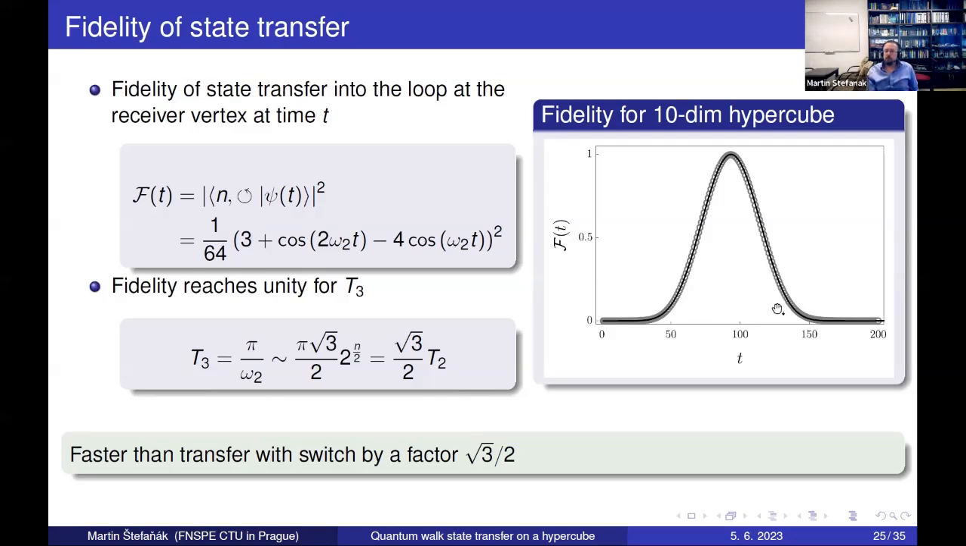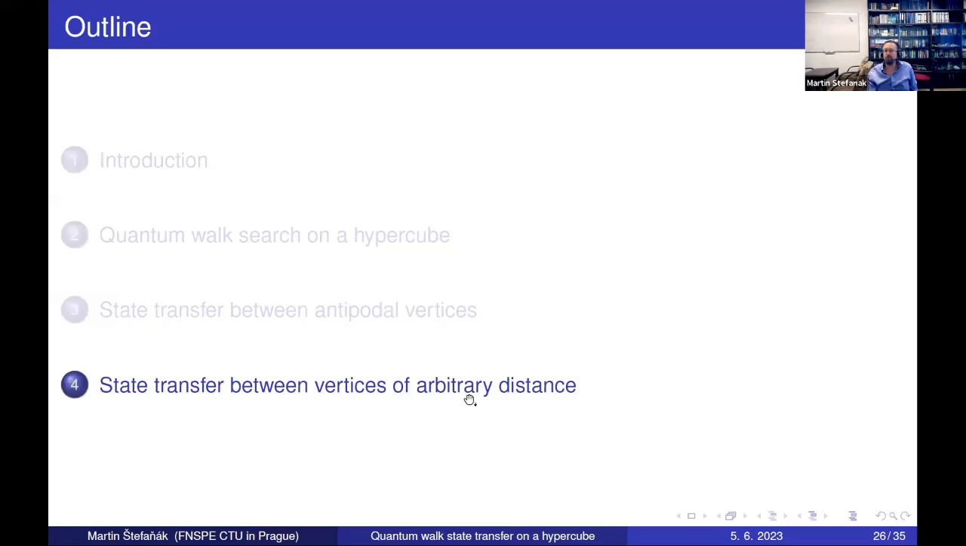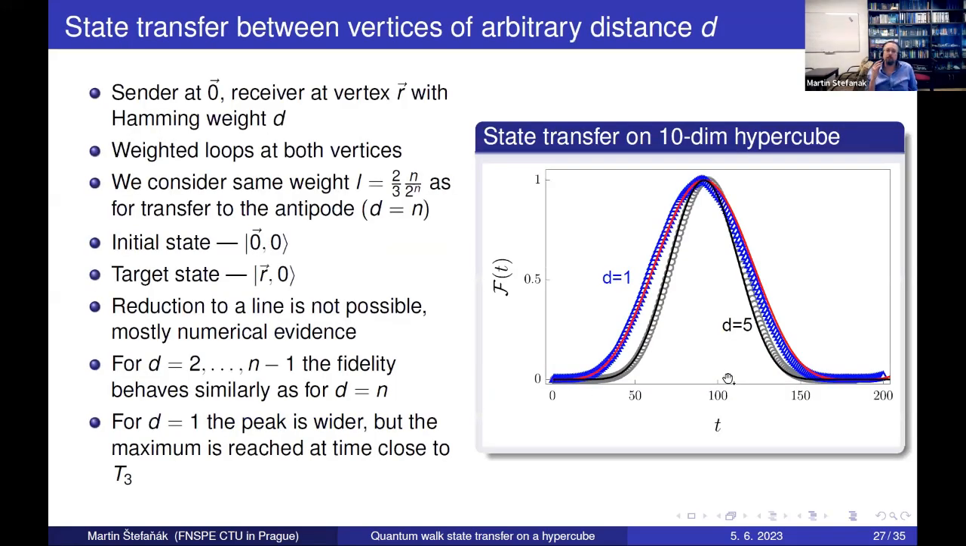Okay, so this is for the antipode. That wouldn't be probably that useful just for this particular case, but it works in a very similar way at arbitrary distance. But as I said, for this more general case, we have mostly numerical evidence, because the problem cannot be reduced that much as for the antipode. We cannot reduce it to a line.